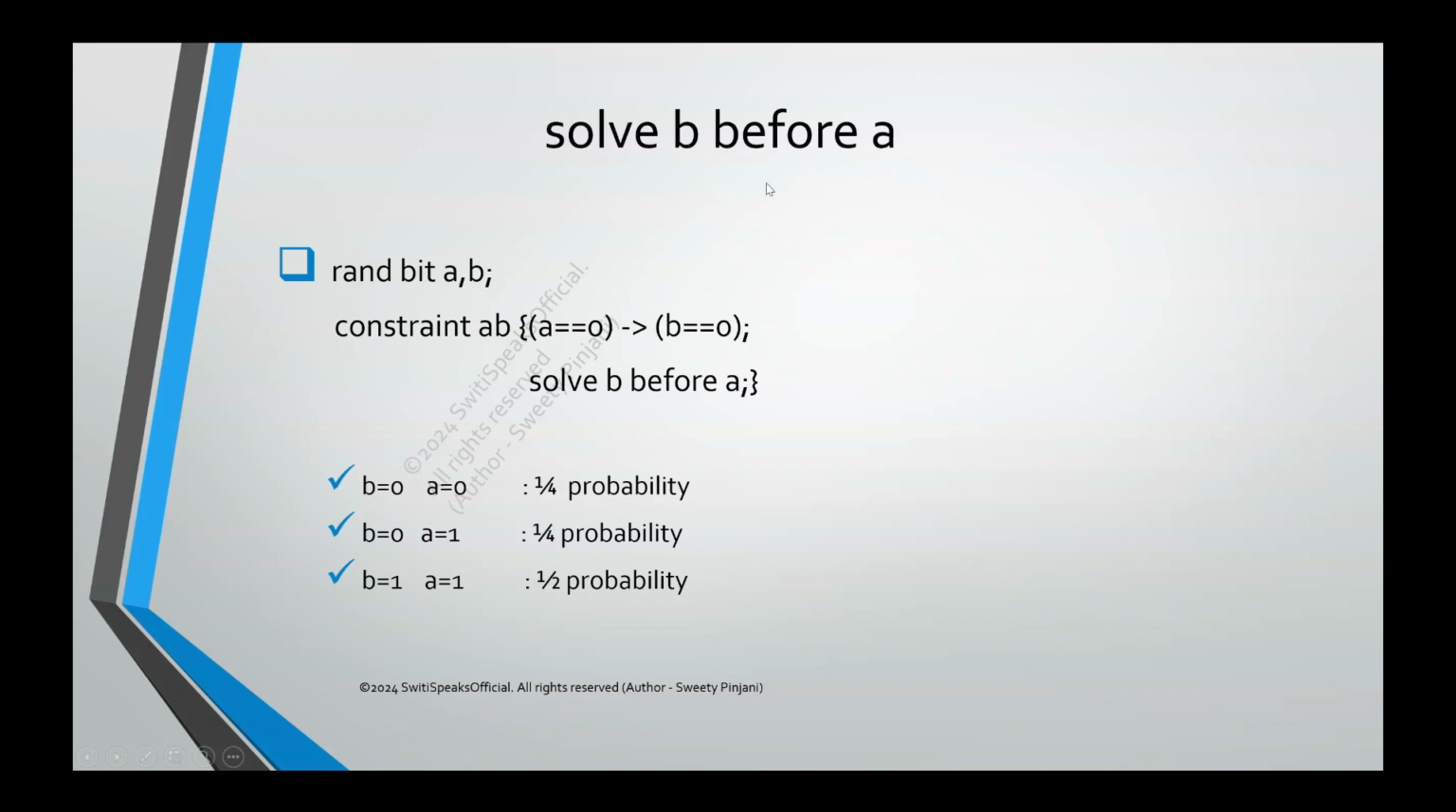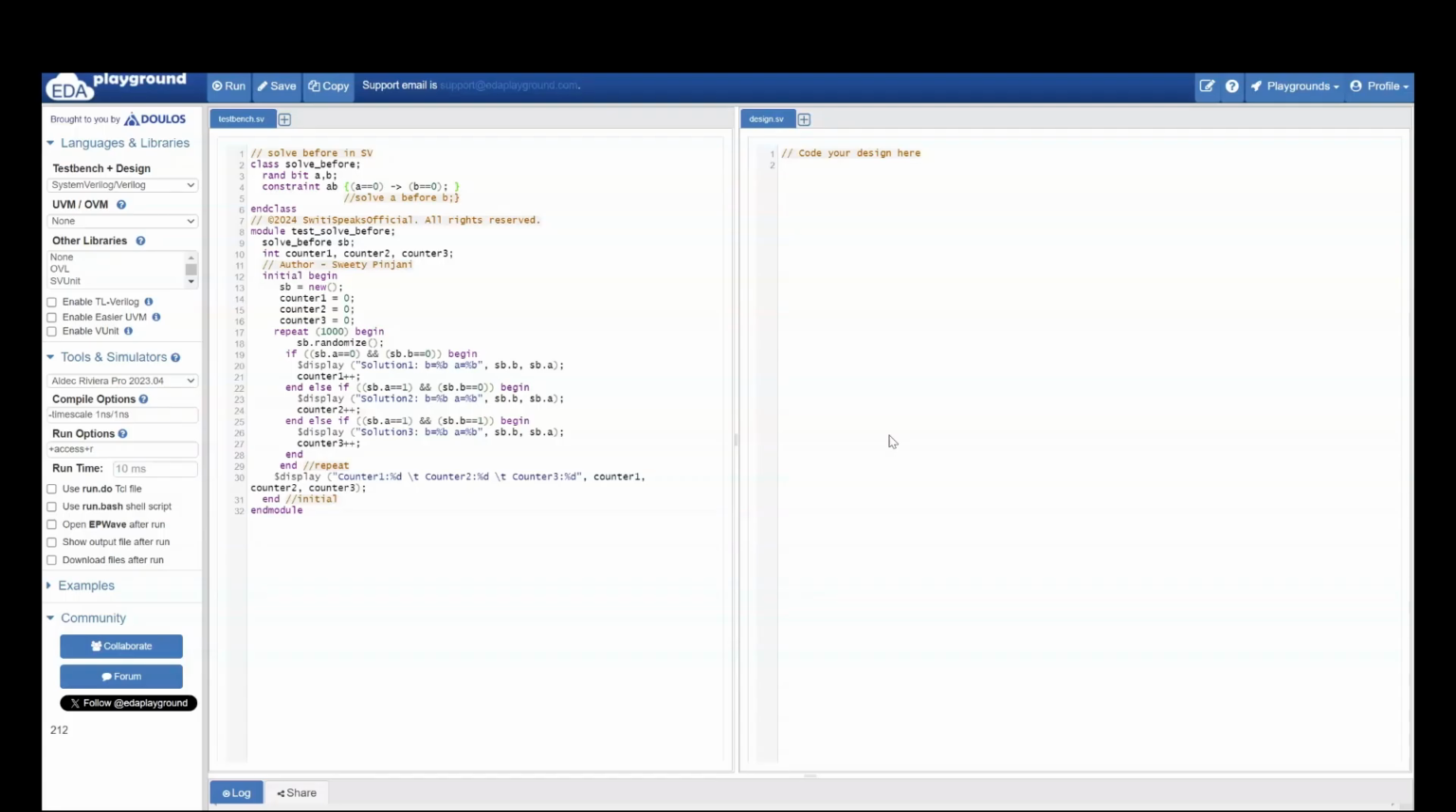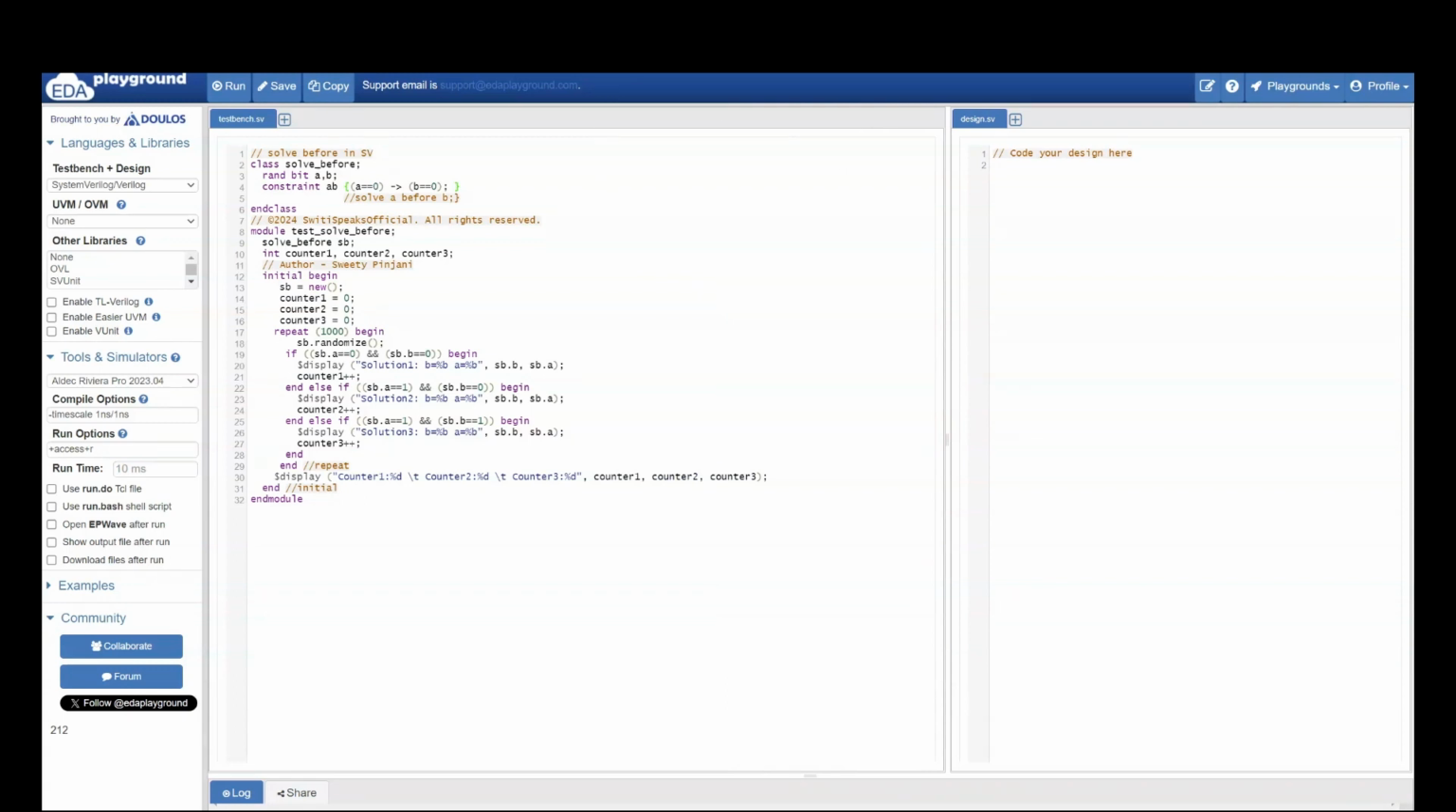Now let us see a coding example. This is the coding example. Let us first see what happens without using solve before. I have taken the same example which I have described. I have two random 1-bit variables A and B. I have only one constraint which says when A equal to 0, B should be equal to 0.